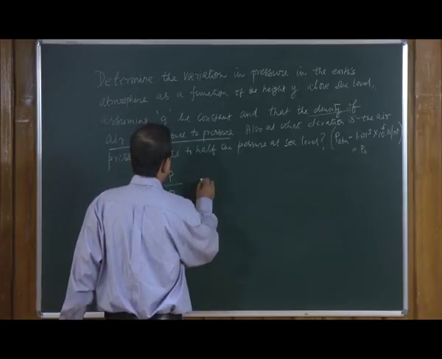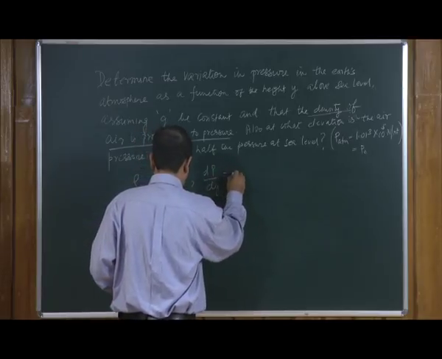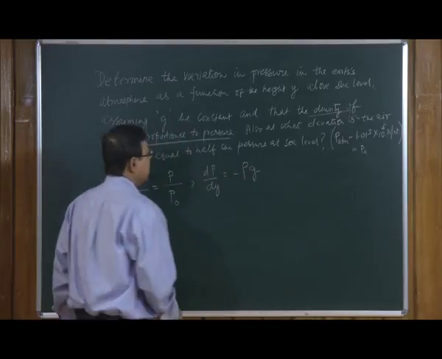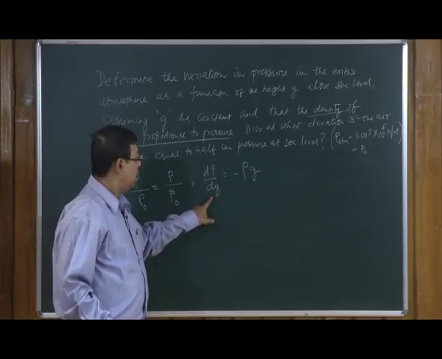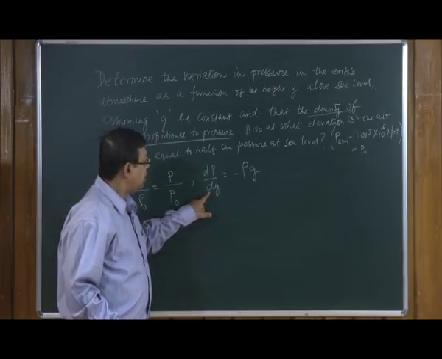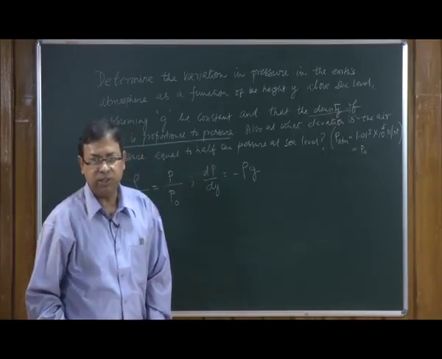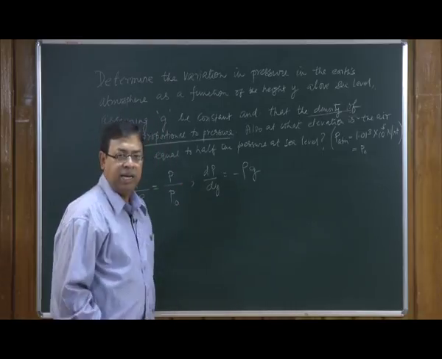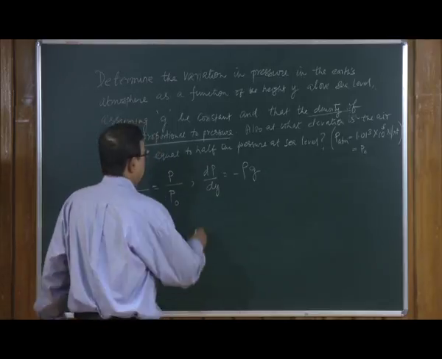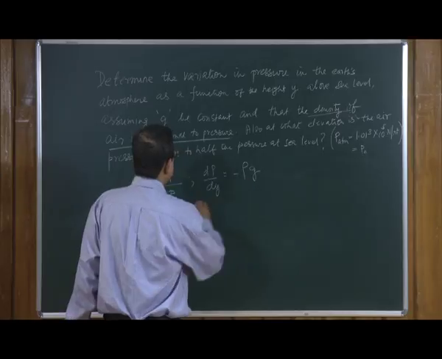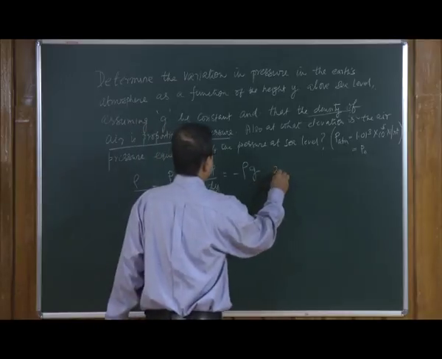So, we have learnt earlier that dp dy equals minus rho g. This is how the pressure varies with height, and you can get P as a function of y by solving this differential equation. This we have elaborately discussed earlier. Now, I am going to replace this rho by using this equation. Let us call this equation 1 and let us call this equation 2.